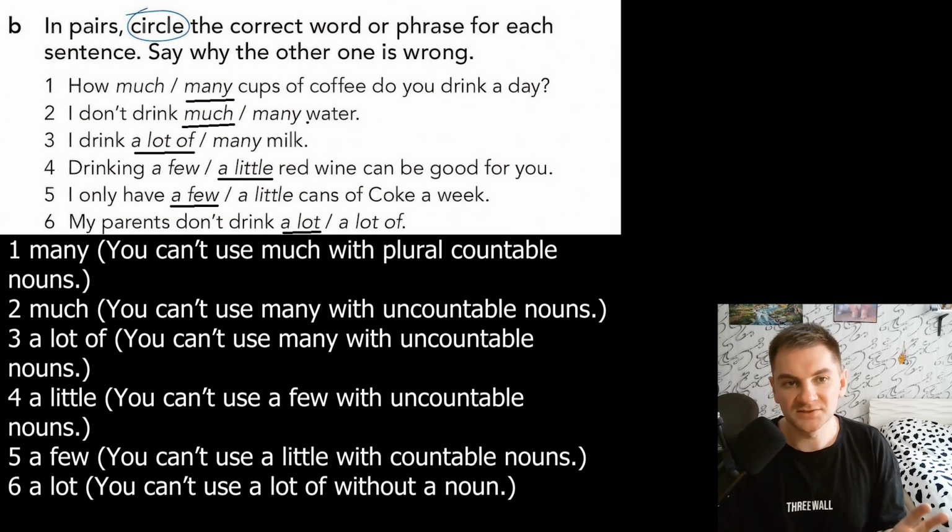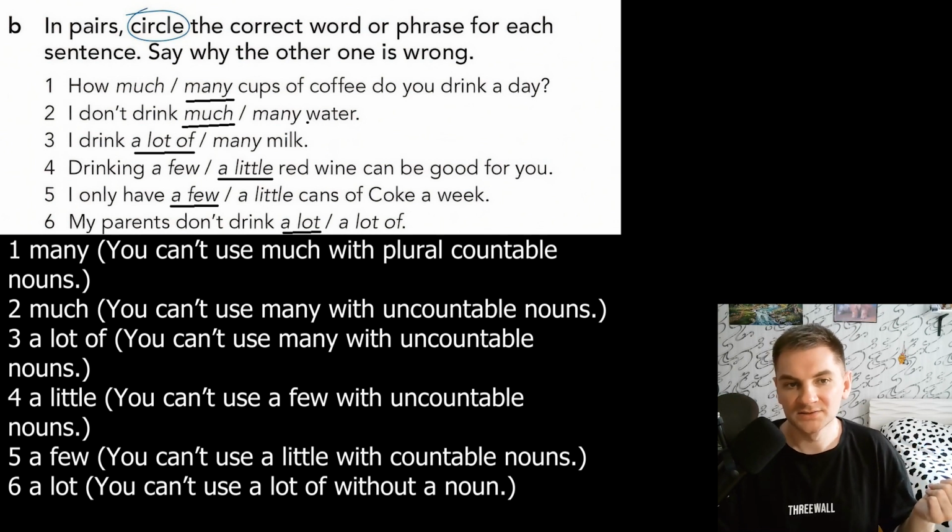Number 2. I don't drink much water. Here is vice versa. Water is uncountable, so we use much with uncountable nouns. Number 3. I drink a lot of milk. Milk is uncountable, we can't use many with it. And a lot of, you can use both with countable and uncountable nouns. So here we use a lot of.